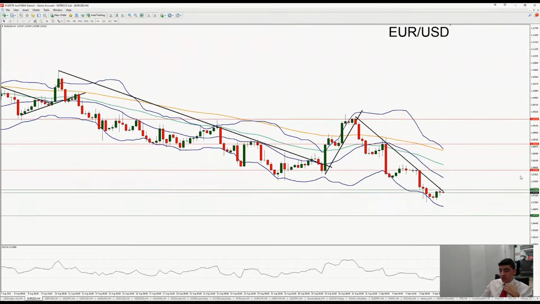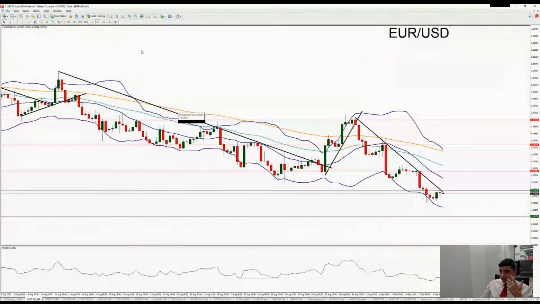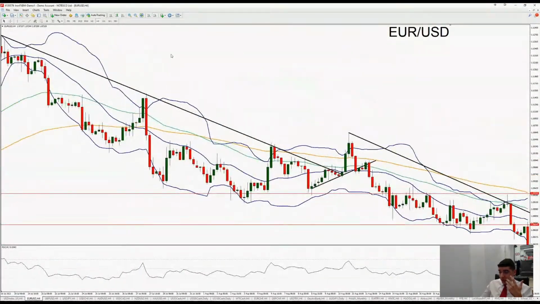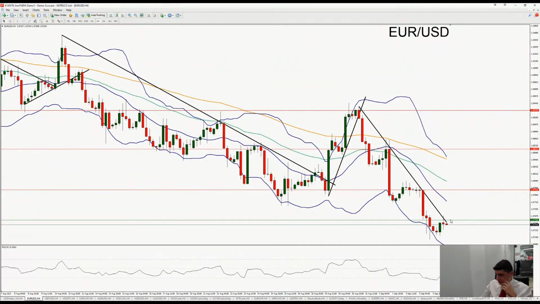Having broken below yesterday's support level, we're going to be maintaining our bearish outlook and anticipating the pair to move towards S2 at the 1.0670 level. So, having broken below S1, we're now going to have to readjust our support and resistance levels.